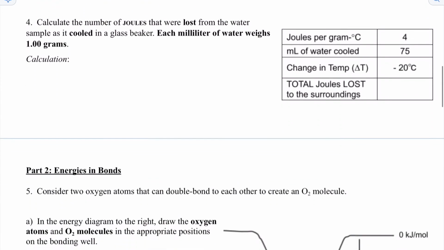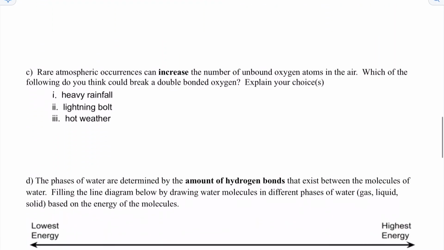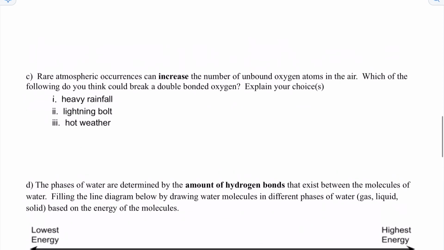Okay, so you'll calculate some more joules, and then in part 2, you're going to look at energy in bonds. The energy in bonds is calculated in joules. And changing from one bond to another will change your input or output of joules for that reaction. So we're looking at a bonding well, and then a couple questions about how to change the bonding state and consider energy. Good luck.